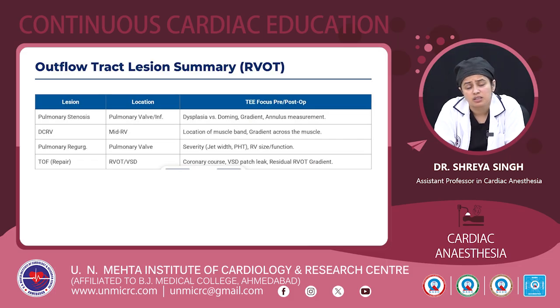In the RVOT, for pulmonary stenosis, we can determine dysplasia versus doming, gradient, and annulus measurement. For DCRV, we can locate the muscle band and calculate the gradient across the muscle. For pulmonary regurgitation, we assess the severity, the RV size, and the function. In TOF repair, we can look for the coronary course, VSD patch leak, and residual outflow gradients.